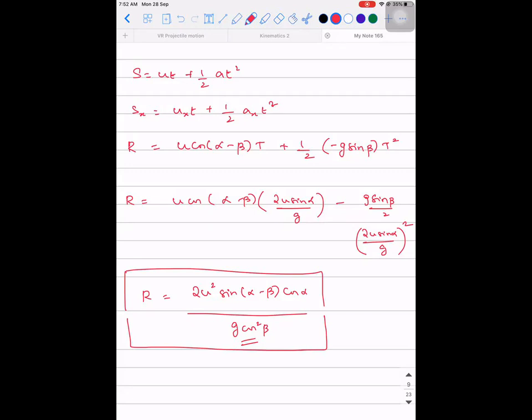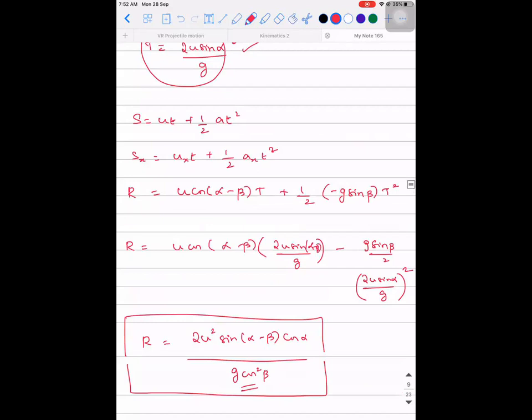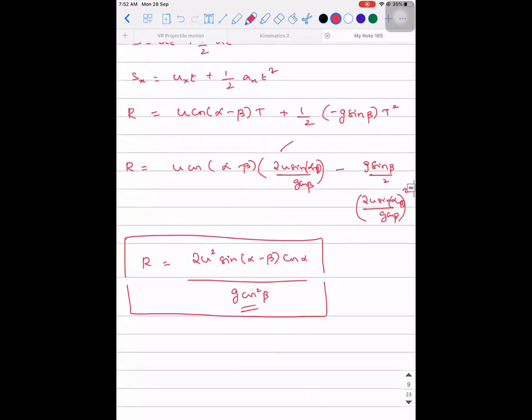Sir, I have a doubt. Yeah, tell me. Sir, how is time taken as 2u sin alpha by g? No, it is alpha minus beta. It is 2u sin alpha minus beta by g cos beta. Now is it fine? Yes, sir. It's not a big deal. You just have to multiply and then subtract it. You will get this answer in one step.